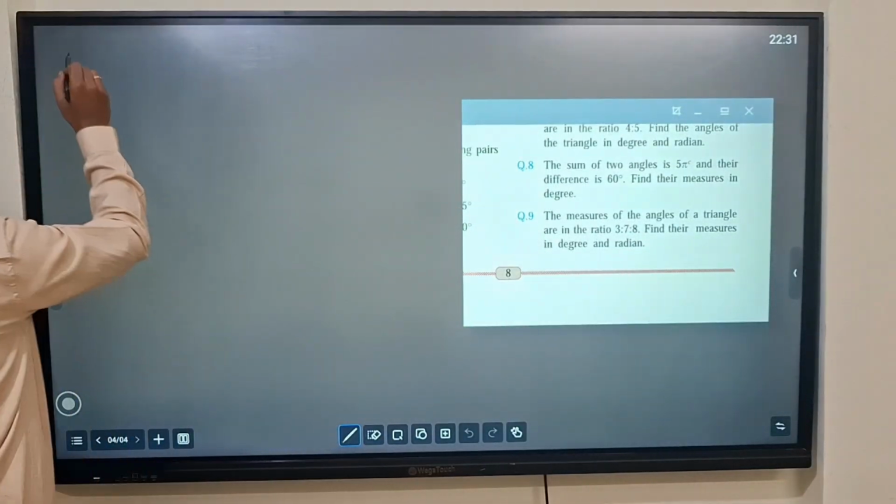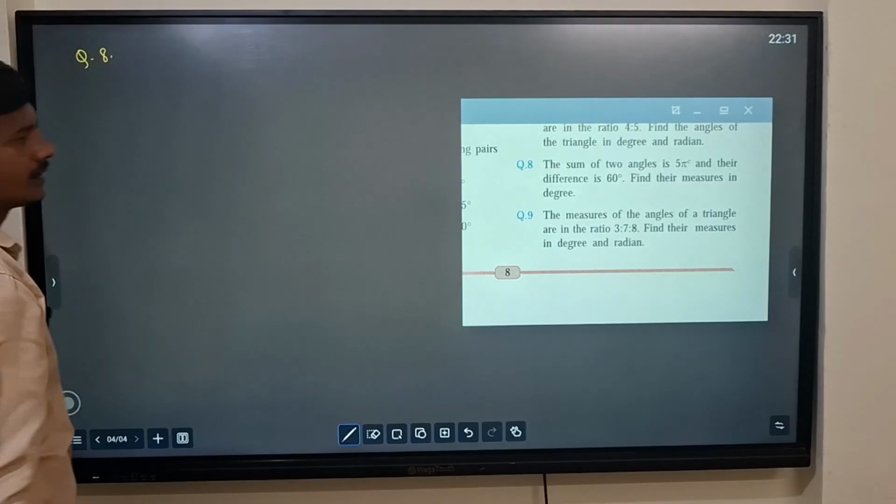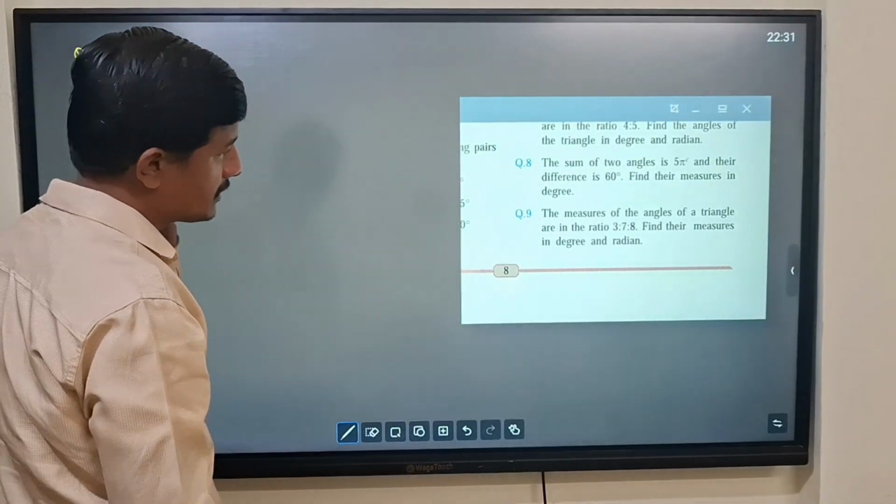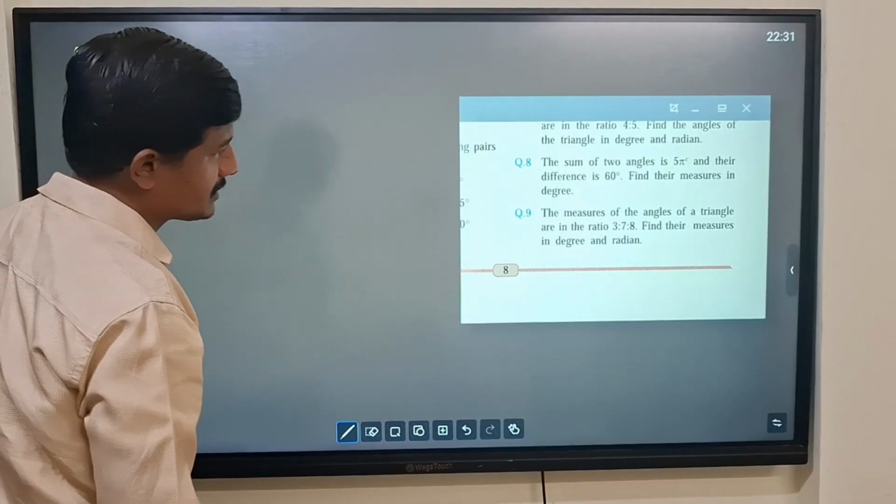Now, the eighth one: the sum of two angles is 5 pi radian and their difference is 60 degrees. Find their measures in degrees.